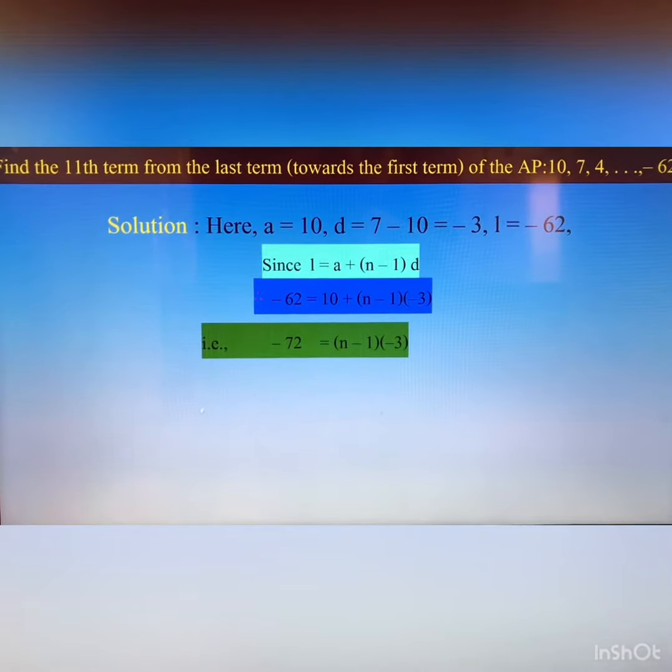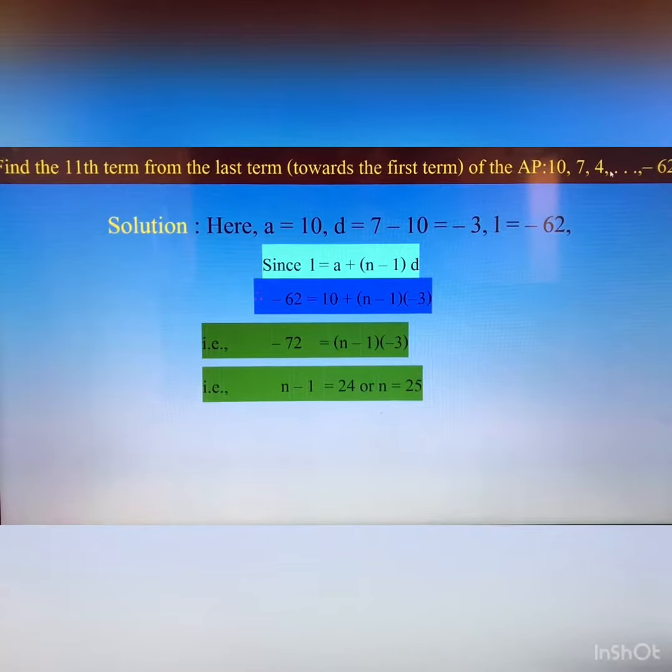Why? Because this 10 is transposed to the left side. So this is minus 10, minus 62 and minus 10, that is minus 72, and (n minus 1) multiplied by minus 3. So we will get n minus 1 equal to 24, means n equal to 25. It means this series contains 25 terms.